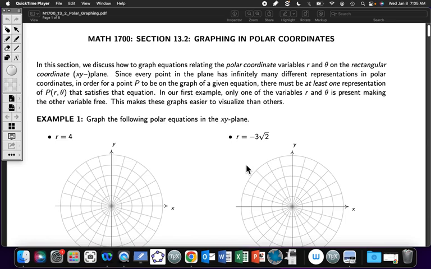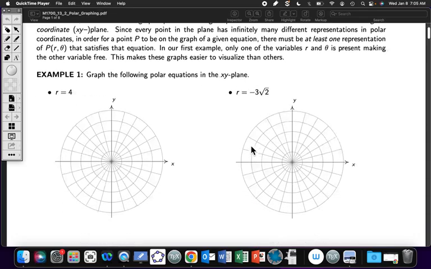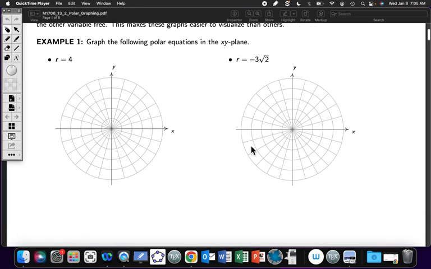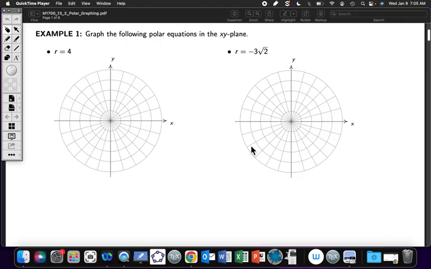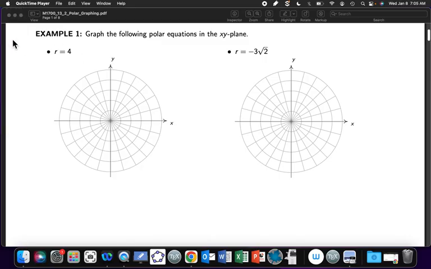As we alluded to at the end of the last section, in this section, we're going to look at graphing equations described in polar coordinates in the xy plane. So example one, we've actually talked about these at the end of the last section. We're asked to graph the following polar equations in the xy plane.